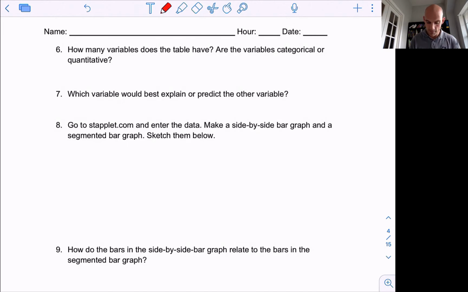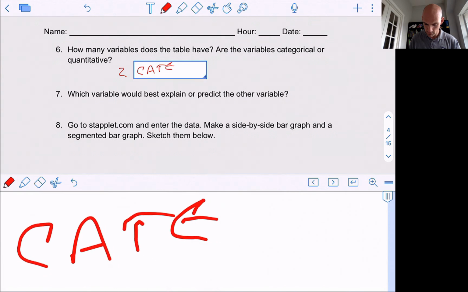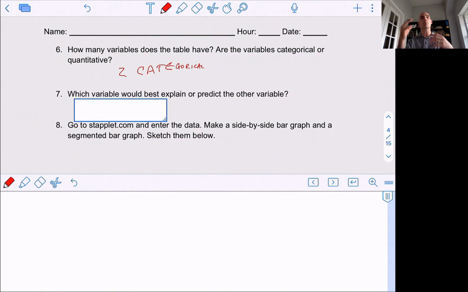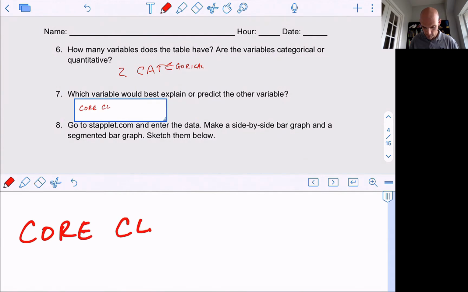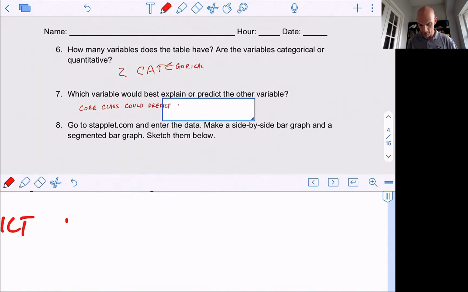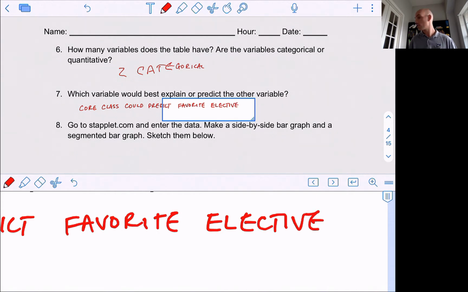Okay, we really have, there are two categorical variables in the table. Okay, there's two categorical variables, and those two categorical variables can be used to predict one another. So which one is used to explain or predict the other variables? So your core class could predict your favorite elective. So your core class could predict your favorite elective. And there's a way that these relate that we're going to talk about.